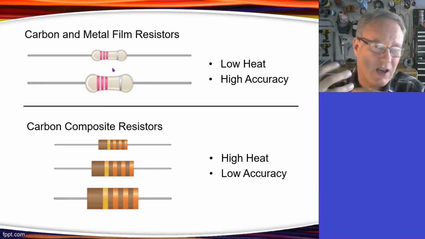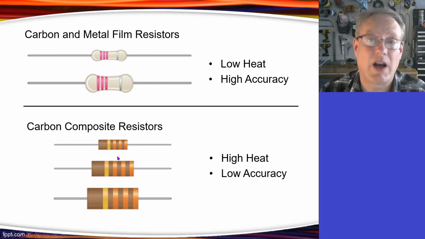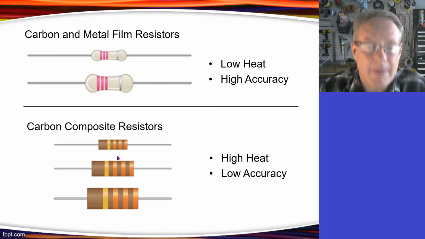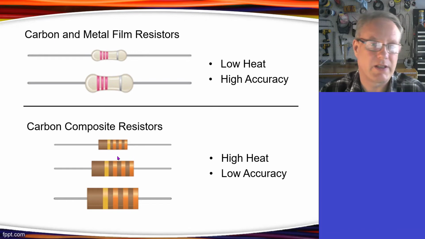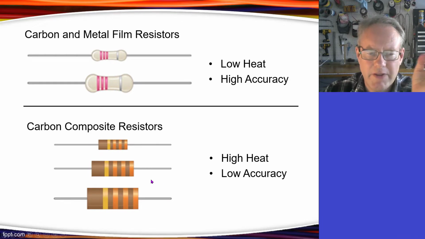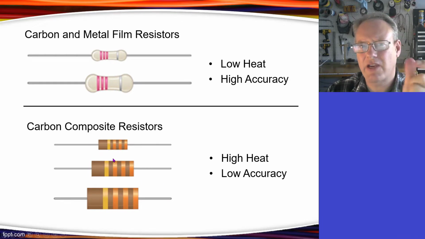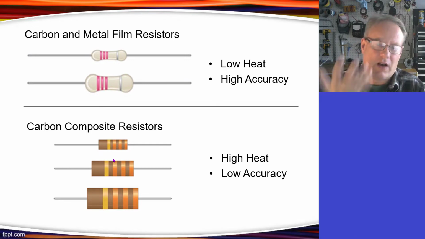But if we look at a carbon composite resistor, those things are really good at handling heat. You can get them super hot, and they can dissipate that heat fairly much more efficiently than the carbon film can. But the thing is, they can't make them really accurately. So it's a trade-off. You got one or the other.